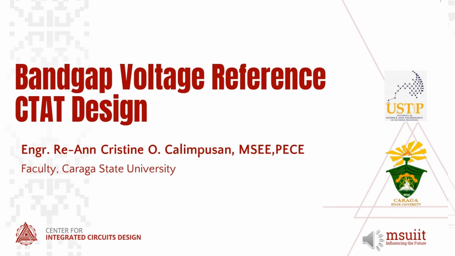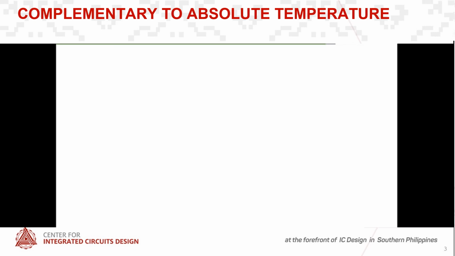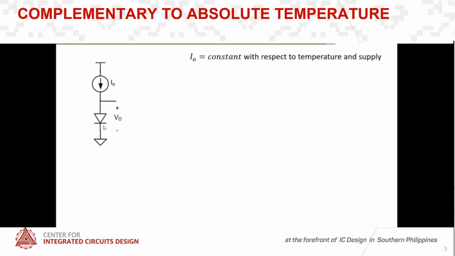Okay, now let us discuss the part of the bandgap voltage reference design which is the CTAT. So we will be discussing the complementary to absolute temperature circuit. Let us consider a constant current that is flowing through the diode, constant with respect to temperature and supply.